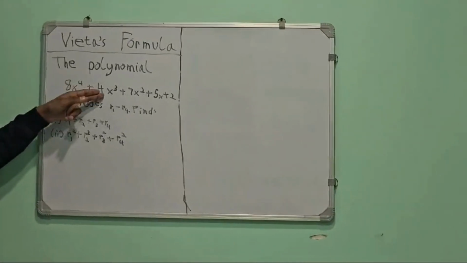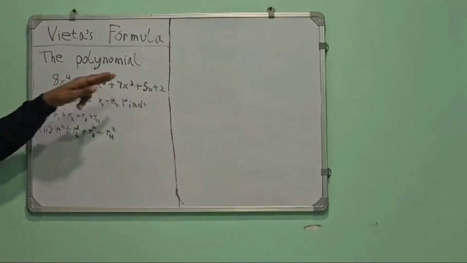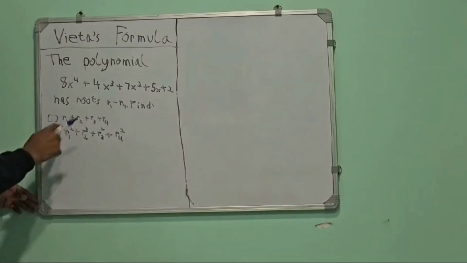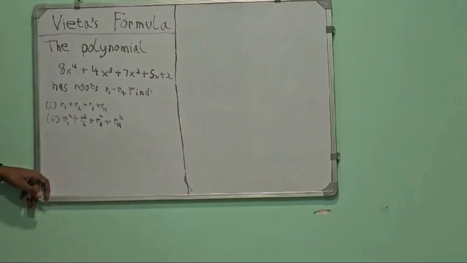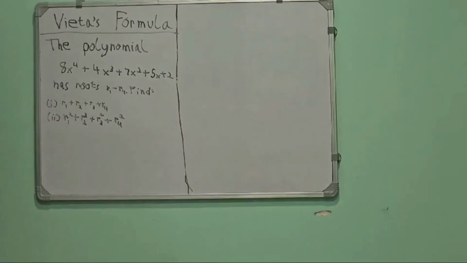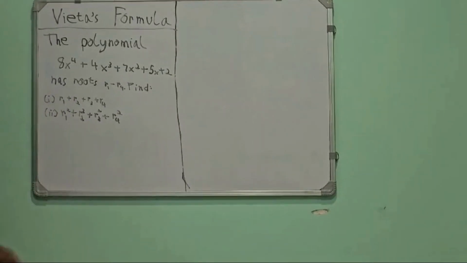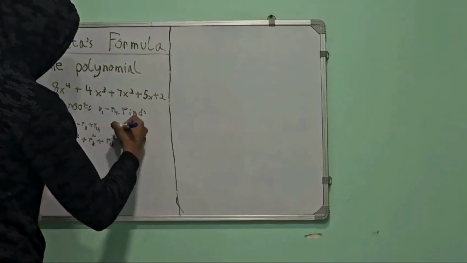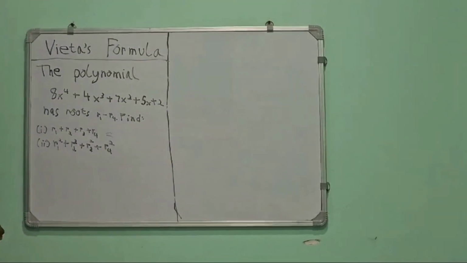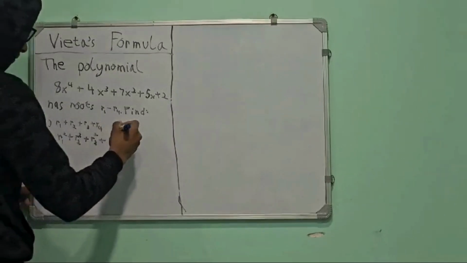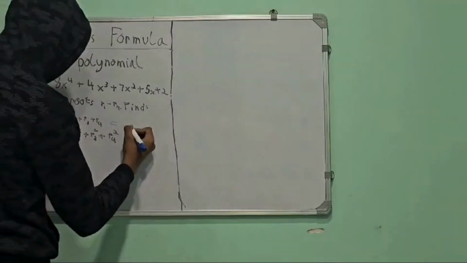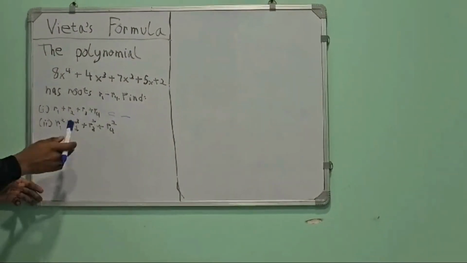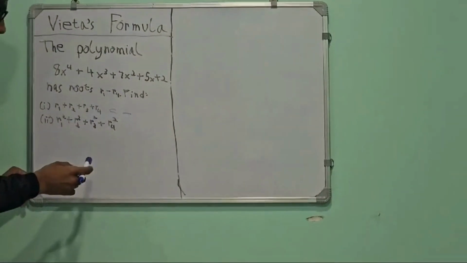8x to the 4 plus 4x cubed plus 7x squared plus 5x plus 2, that is our polynomial. And it has 4 roots, obviously, because it's a 4th degree polynomial. And we need to find the sum of roots and the sum of the squares of roots. So the sum of roots, as we have seen before, is the first elementary symmetric polynomial. So it will be negative 1 to the power 1, so it will be minus a sub 4 minus 1, which is a sub 3 by a sub 4.